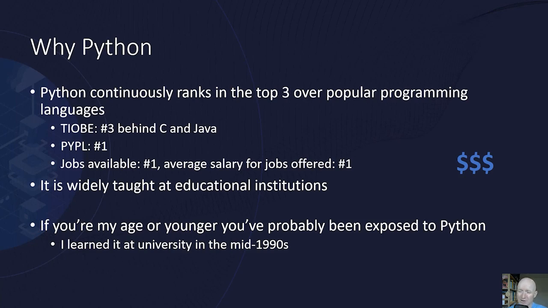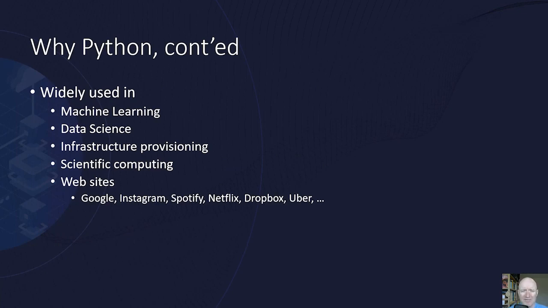In addition, it's widely taught at educational institutions. That's also how I learned Python originally when I was studying at the university in the mid-1990s. So there are quite many programmers out there. If you're my age or younger, you've probably seen or programmed Python. Python is very widely used in areas like machine learning and data science. We're also seeing it being used now in infrastructure provisioning, like IBM Ansible, which is based on Python. It's also used in scientific computing, and there's a bunch of well-known websites like Google, Instagram, Spotify, Netflix, etc. that use a Python engine as well to drive their websites. So it's used on a large scale.